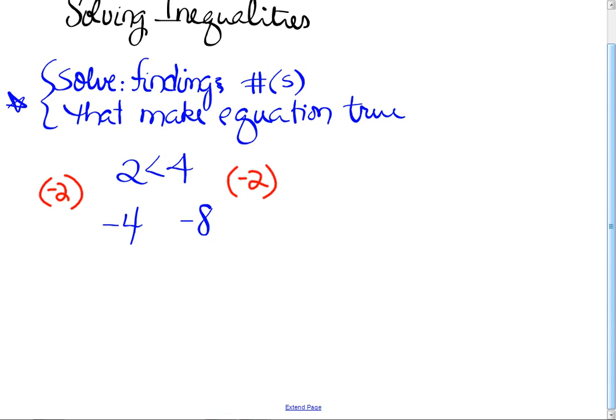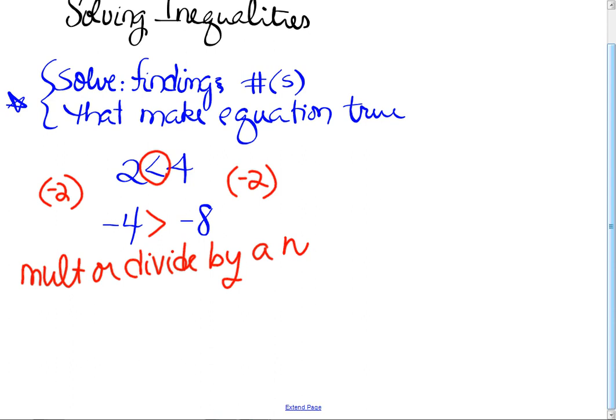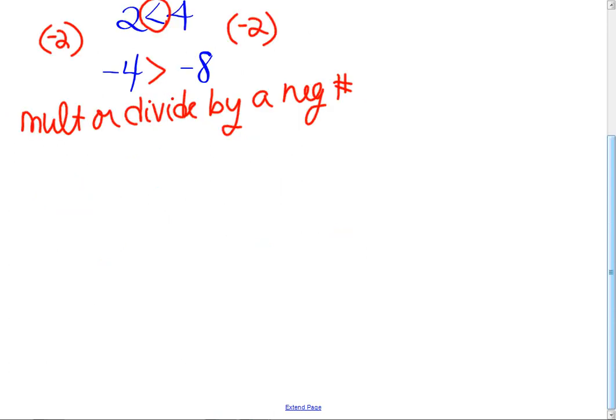No. So, if I want to make that a true statement, what has to happen to this inequality symbol? It has to switch over. So the rule is, if you want to learn the rule, if you multiply or divide by a negative number, you reverse the inequality.